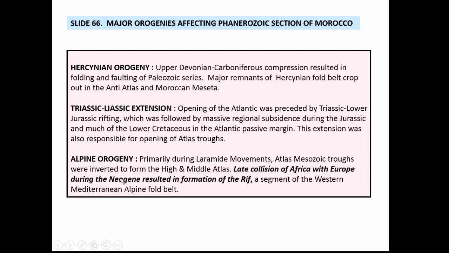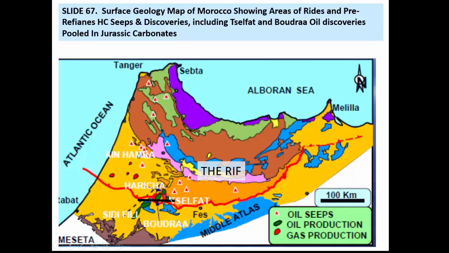Late collision of Africa and Europe during the Neogene, resulting in the formation of the Rif, not raft, Rif, a segment of the western Mediterranean alpine fold belt. So we'll take a look at that. Here's the Rif. That's a late forming thrust sheet. And what you see is oil seeps in these little triangles right here.